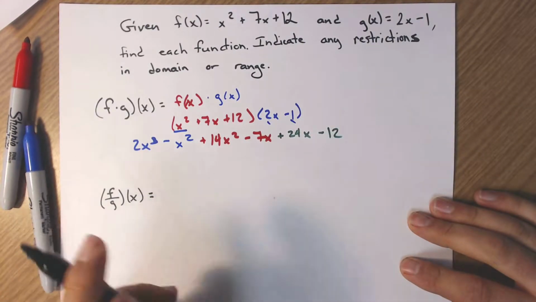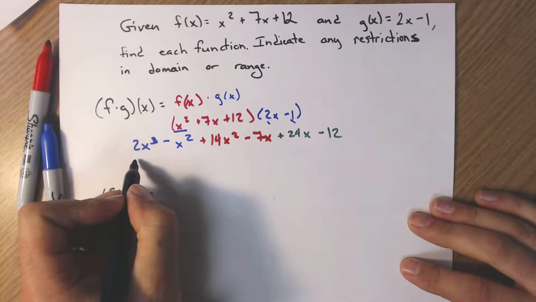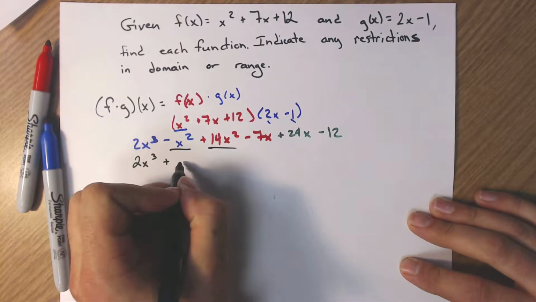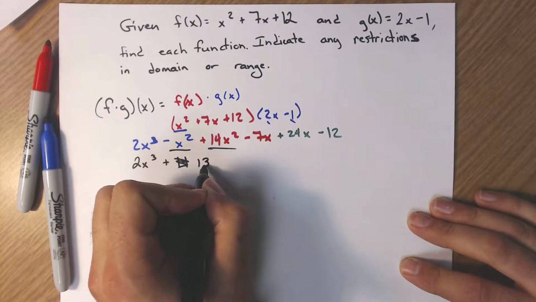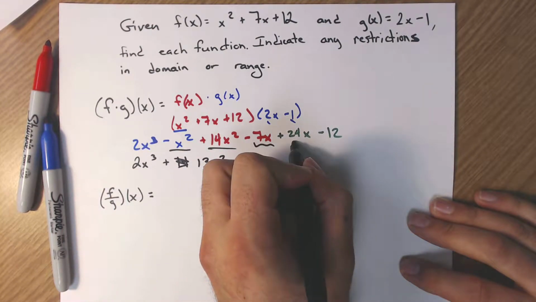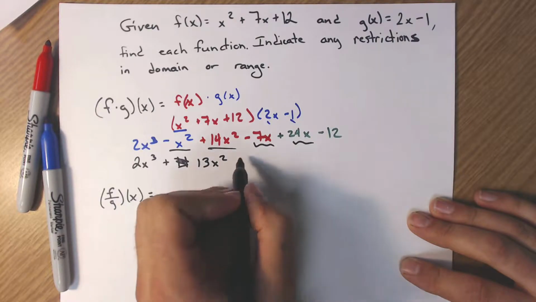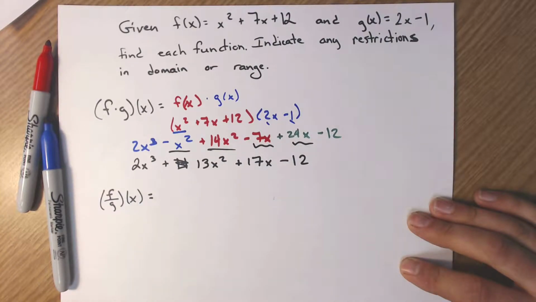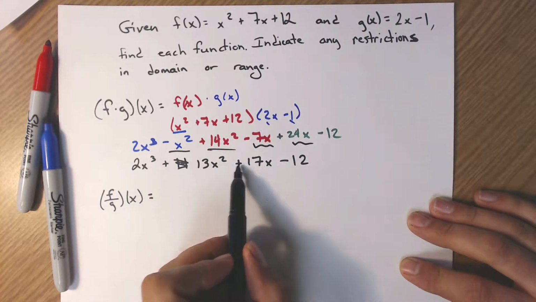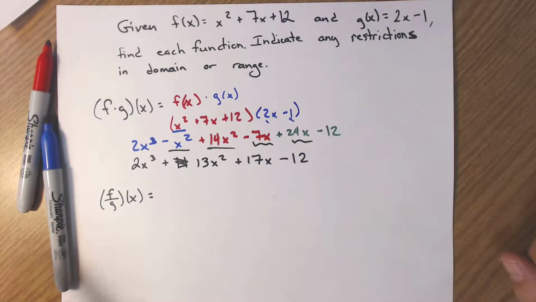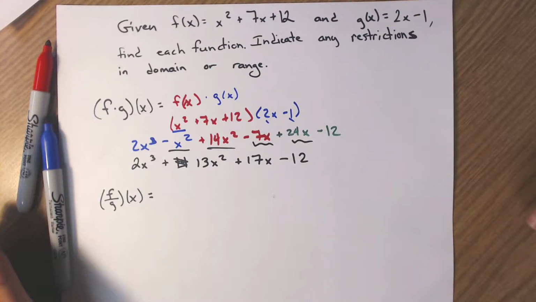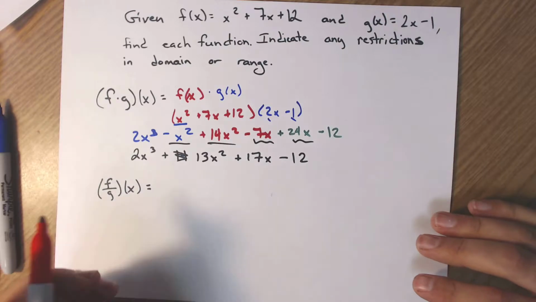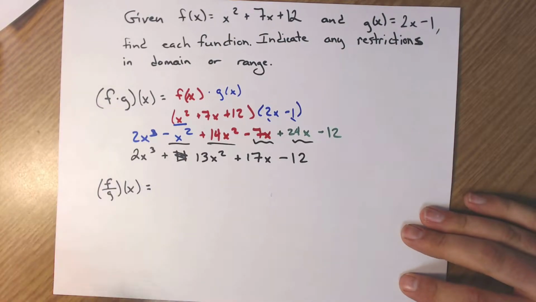Then I combine any like terms. Nothing with the 2x cubed, so that just comes down. I have an x squared and an x squared. So that's plus 14. Oh, sorry, plus 13 of them. I have some x's. That ends up being 17. And then only one set of constants. There we go. So 2x cubed plus 13x squared plus 17x minus 12. And there are no restrictions in my domain and range because there are no square roots or fractions.